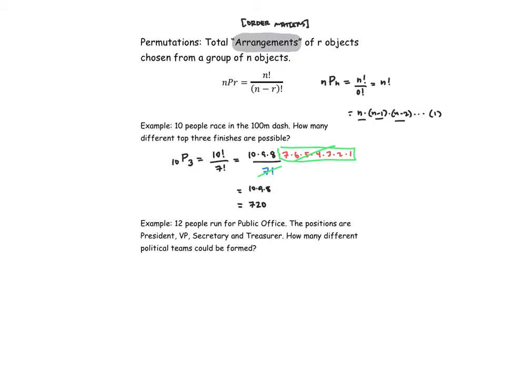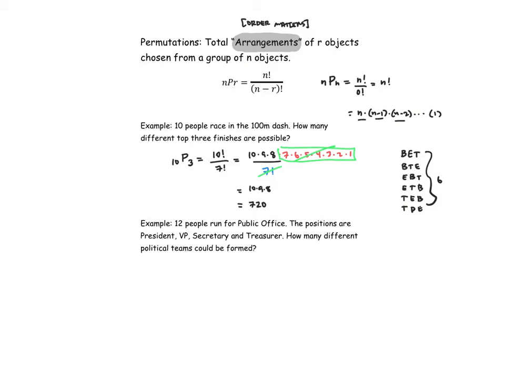Now, you might be asking, how's it possible that that's true? Well, that's a lot of different finishes. Bob finishes first, Ellen finishes second, and Tommy finishes third is a different top 3 finish than Bob, Tommy, Ellen, or Ellen, Bob, Tommy, or Ellen, Tommy, Bob, or Tom, Ellen, Bobby, or Tom, Bob, Ellen. So just those 3 alone have 6 top 3 finishes.